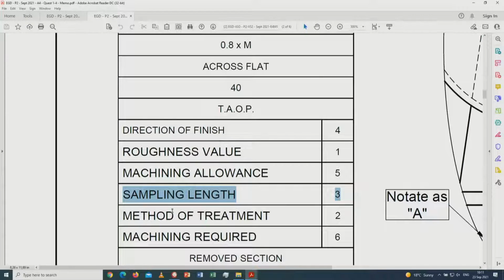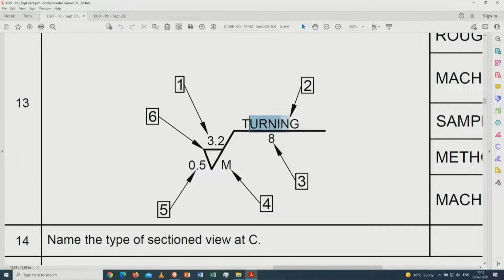We have done all of this just now, and you can just check it up with this PowerPoint slide that we have done just now. All right, then the method of treatment and then also machining required, that's number 6. So the method is turning, and number 6 points out you are allowed to use machines in this question.